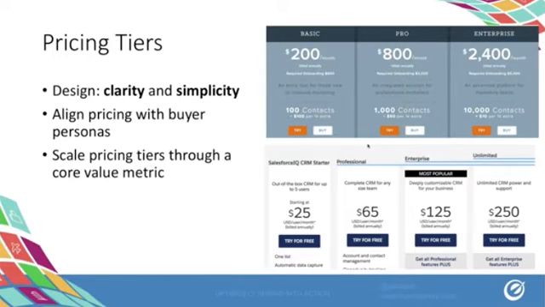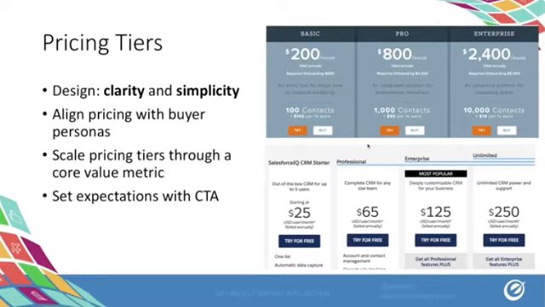So if you're looking at your pricing pages and want to improve conversions there, and find that your pricing tiers aren't necessarily consistent with the buyer persona, or you're not clearly articulating a single core value metric, you may want to test reframing some of that pricing, re-articulating it, and comparing that to your current baseline.